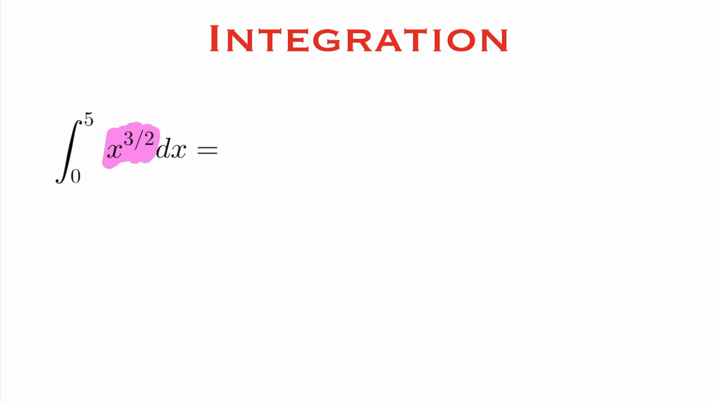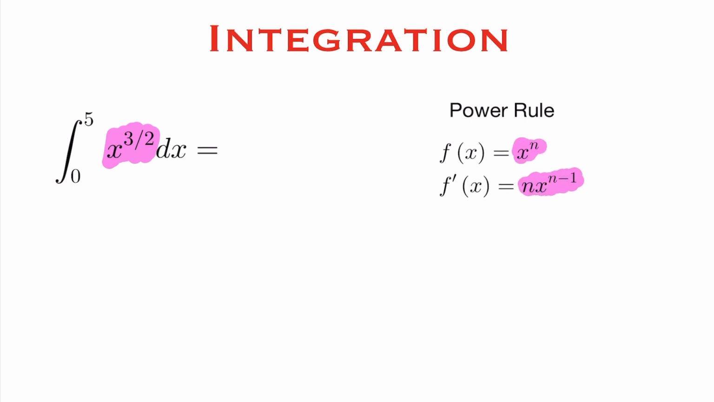Recall that we do have the power rule. The power rule states if you have x to the power of n, then that derivative will be you drop down that n and subtract 1. So therefore what I need to do here is I need to think of a number such that when I subtract 1 from it, I'm going to end up getting this 3 halves here. That's going to be 5 halves.